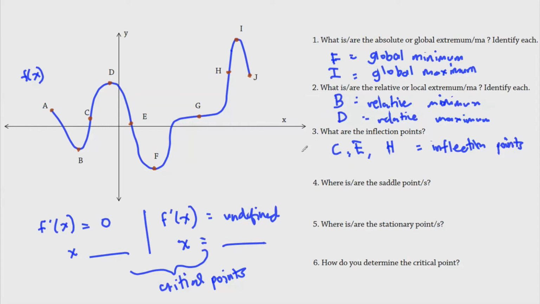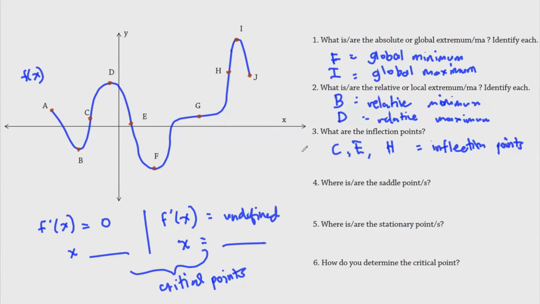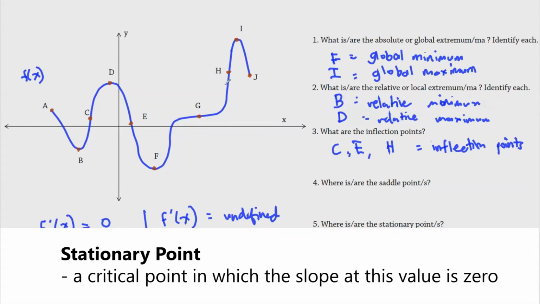So, a saddle point is a stationary point that is not a local extrema, and definitely not a global extrema. So, if it's a stationary point and it's not an extrema, it qualifies as a saddle point. We need to define what a stationary point is first. A stationary point is any point on the graph where its derivative is 0.